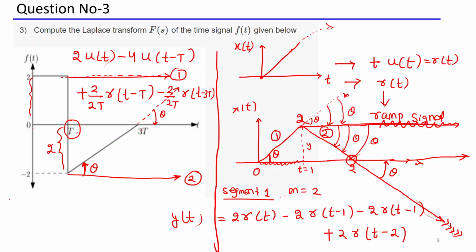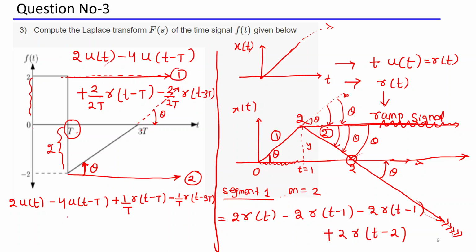So the final expression I'm writing here: 2u(t), we are falling with a height of 4, u(t minus T), then we are rising with a slope of 2 by 2T, the 2s cancel, so this will be 1 by T, r(t minus T). With the same slope we are falling again, so 1 by T, r(t minus 3T). This is the equation of the graph which I have given to you.